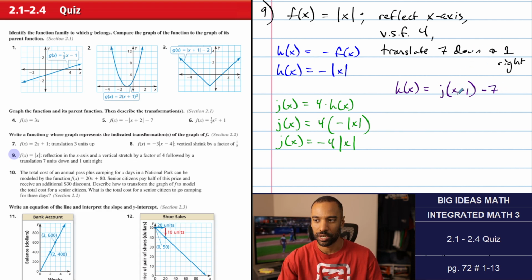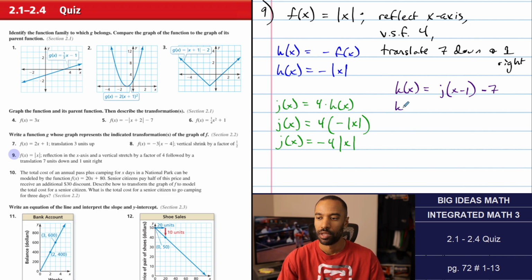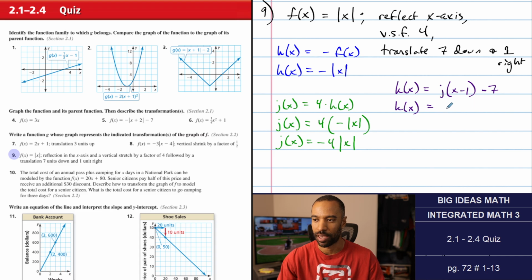Again, 1 right means we need to make the x's 1 bigger, so we need to counter that by subtracting 1 from these things to make that happen. That's why we swap it. So we'll take that j of x, which is negative 4 times the absolute value of x. So the function, negative 4 times x, is going to be replaced with x minus 1. That's what we do there. And then minus 7 will take effect in this whole thing. We're going to subtract 7 from that.